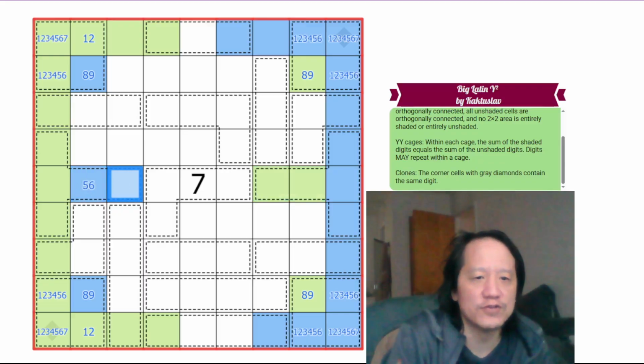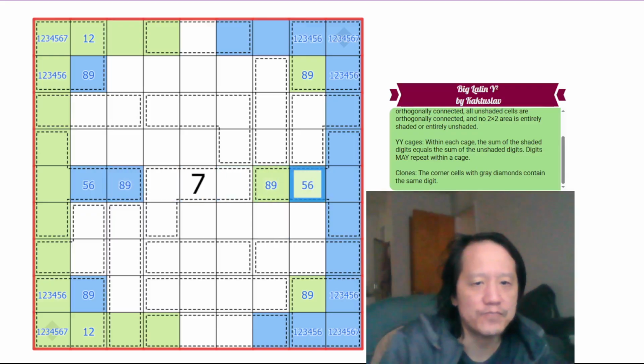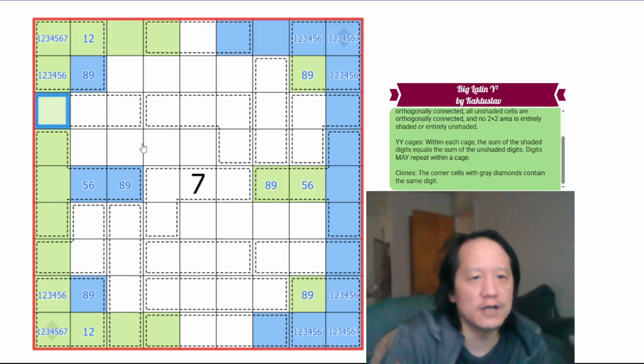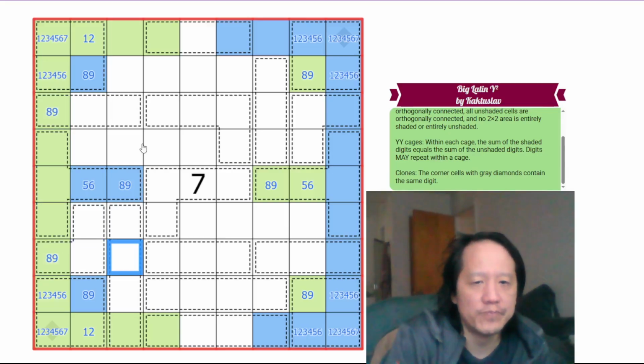So this is 5, 6. This is 8, 9. 5, 6, 8, 9. This has to be 14. So this is 8, 9 here. This is 8, 9 here. And same here. This is 8, 9, and 8, 9.